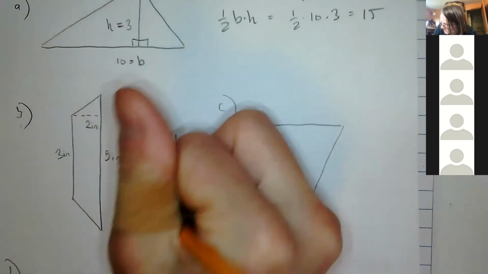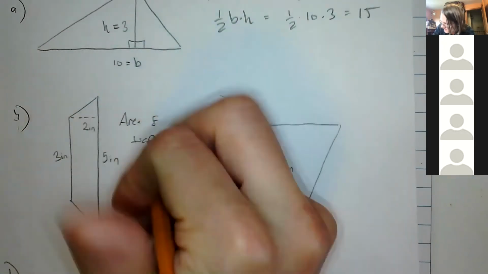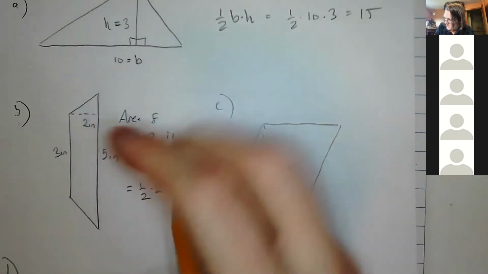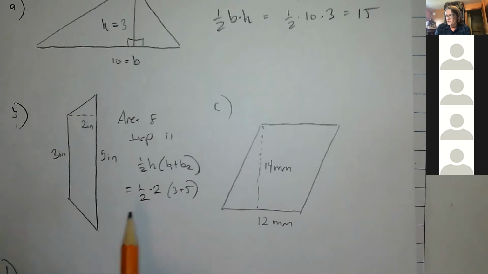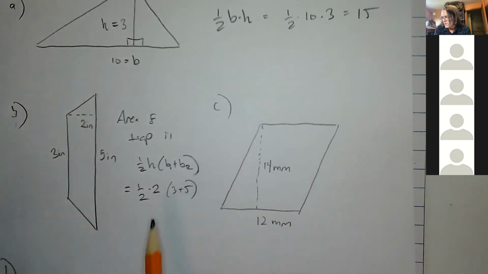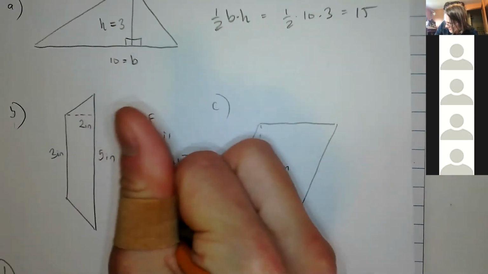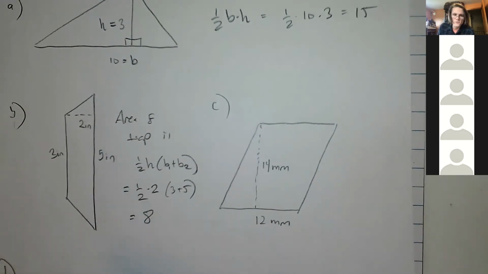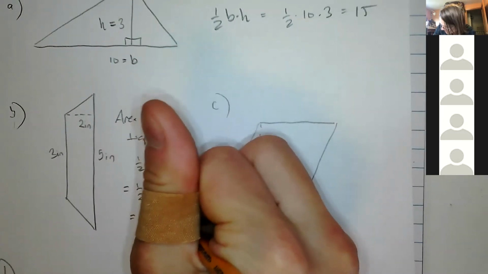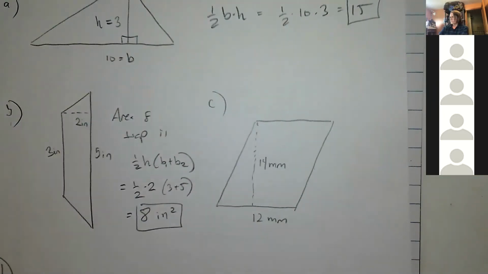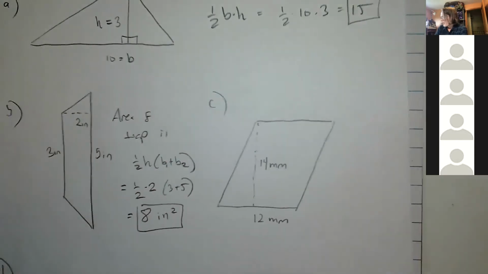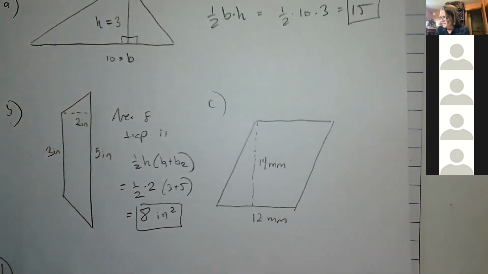So it's just going to be 1/2. Your height is 2, and then your bases are added together. So 3 plus 5. So what is that? 2 divided by 2 is 1, so that's negligible. And then you just get 8. Oh, and you do have units here, inches, so it's inches squared. All right. Any questions with that one? I think trapezoids is the weirdest shape. I don't know why they're a thing.